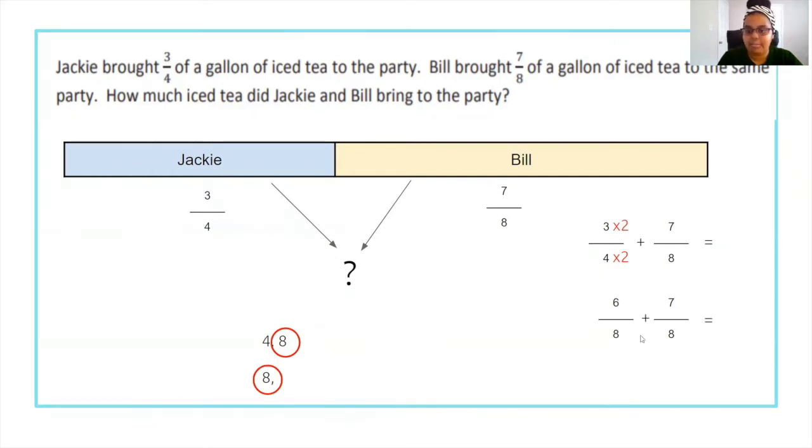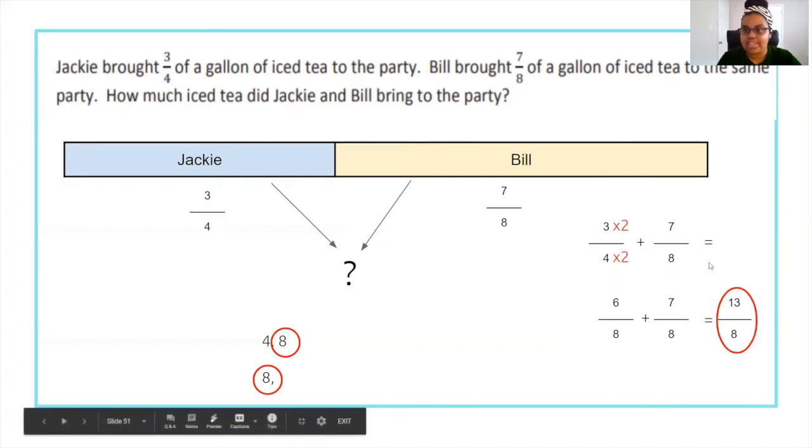Now that my denominators are the same, now I know that I can add these two fractions together. 6/8 plus 7/8 would give me 13/8. Now, 13/8, we call this an improper fraction. Any ideas on why we call that an improper fraction?